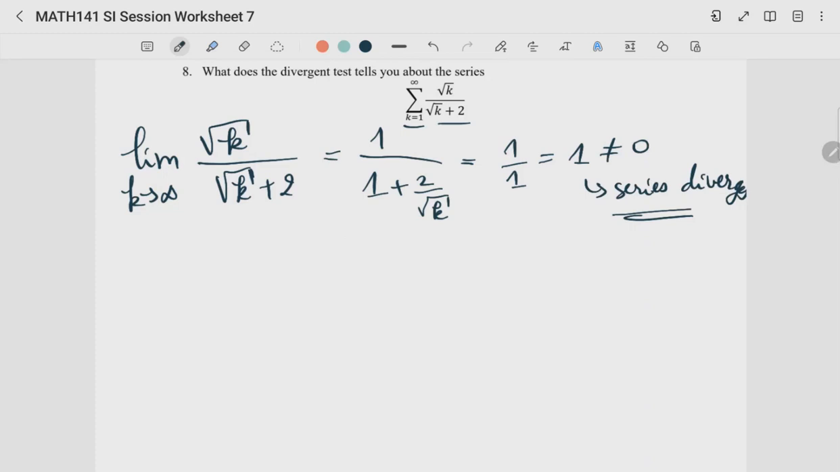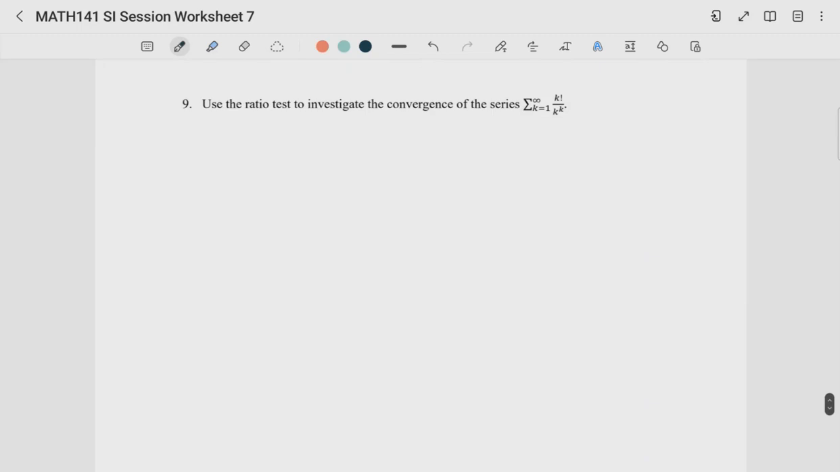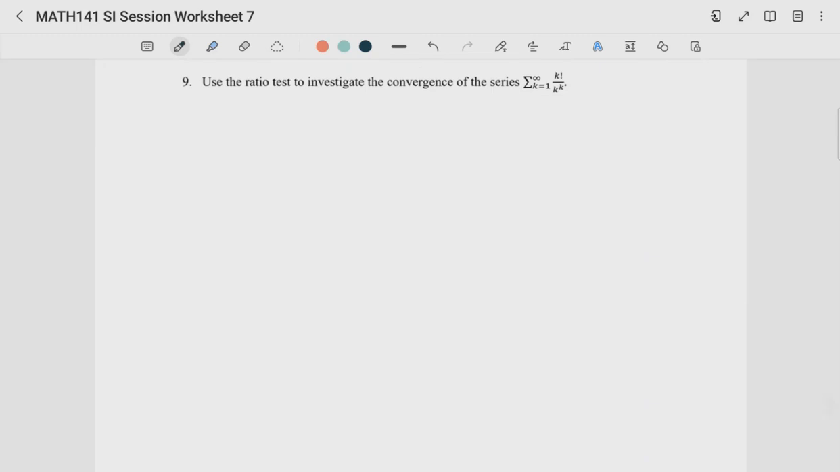Okay, so the next question is asking us to use the ratio test to investigate the convergence of the series. Well, what's the ratio test? We remember that for the ratio test, we have to find a of k and a of k plus 1, right? And then we have to divide them and take the limits of that.